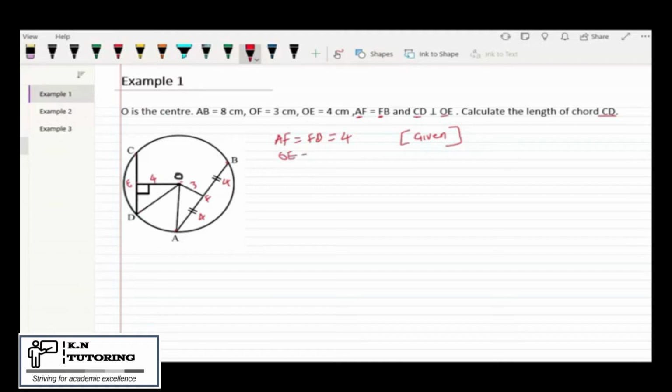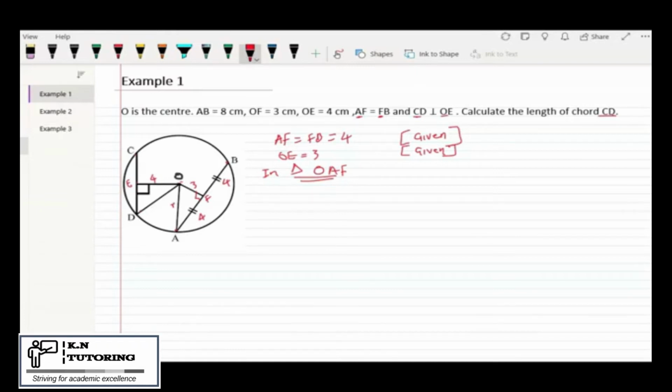OF is equal to 3. It's also given. There's not much that I can do. Then I'm going to say in triangle OAF, I'm working in triangle OAF. As you can see, it's a right angle triangle here. It has to be a right angle triangle because of theorem 1, which is a line drawn from the center perpendicular to the chord. So I've got the right angle triangle, and I'm looking for this radius.